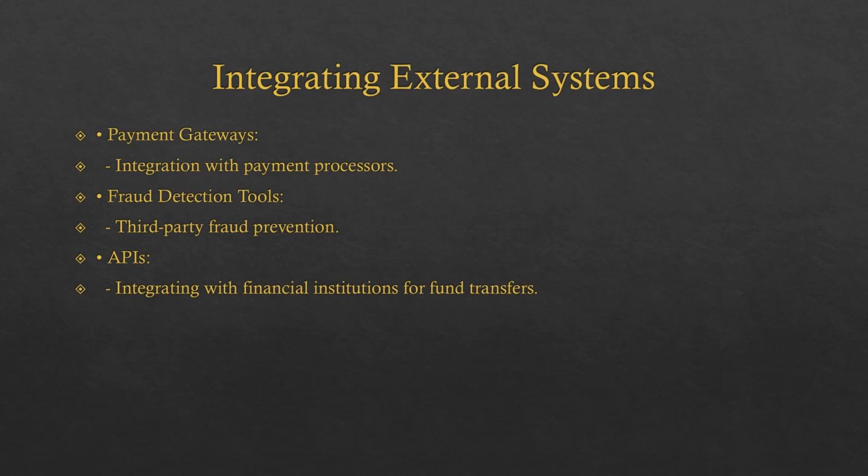Integrating with external systems is also crucial in the design of an online banking system. For instance, payment gateways allow the bank to process payments from external parties, and fraud detection tools can help identify fraudulent activities. Additionally, integrating APIs for real-time communication with other financial institutions is vital for services such as fund transfers, checking account balances, or processing loan applications.